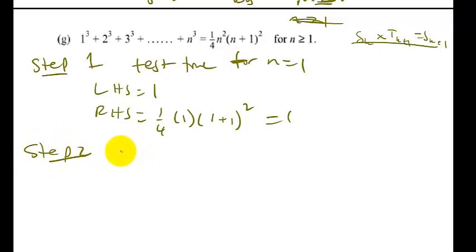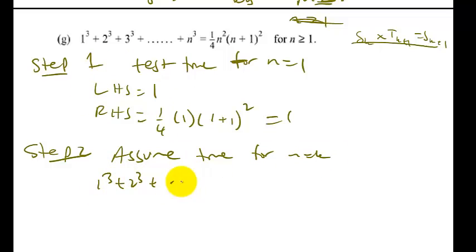What do I do in step 2? Assume true for n equals to k. That's it. So you rewrite out the whole question and you just substitute it for k. Not hard.